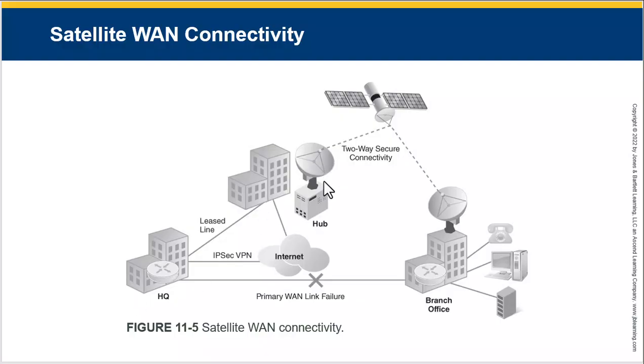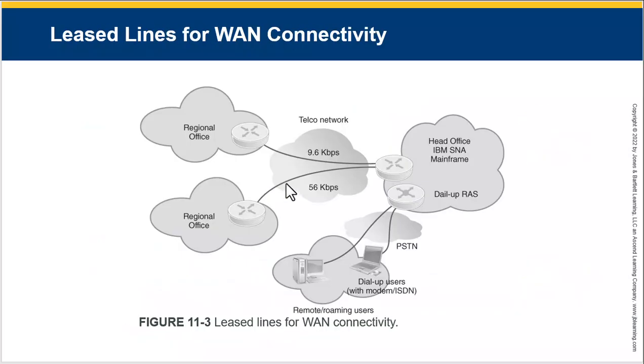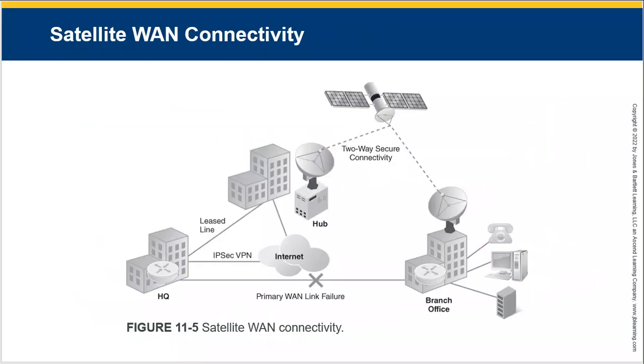Now, the GEO satellites that orbit at like 22,000 miles, those typically will have download speeds of anywhere from 10 to 100 megabit per second. The low Earth orbiting, like the Starlink, those things can hit up to 250 megabit per second. So not a bad connection.